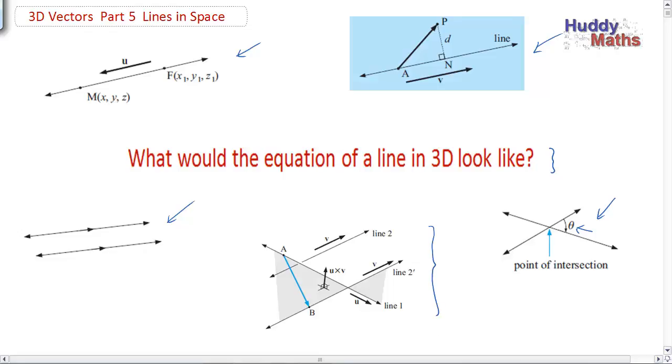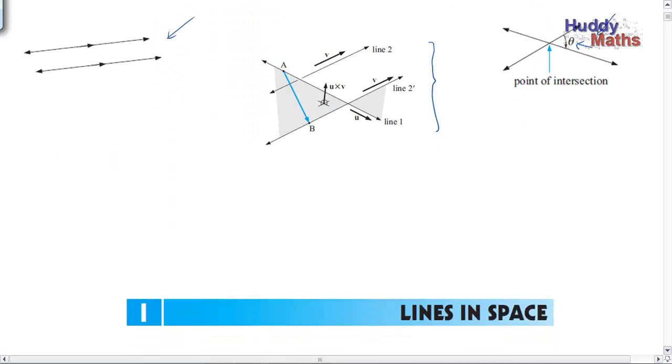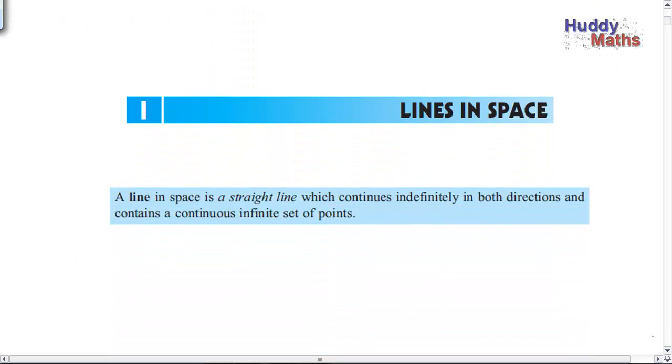Okay, well, let's go down now and start with this question. Well, we haven't got a question first. First of all, it's got a screen clipping here from Hayes and Harris Publications, so it'd be good to grab their book and have a look there as well. A line in space, and this is the same for 2D now, is a straight line which continues indefinitely in both directions and contains a continuous infinite set of points. Continuous, no breaks in it, therefore.